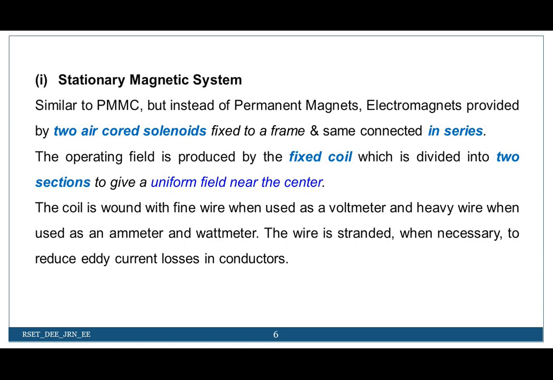Now, the stationary magnetic system is similar to the permanent magnet moving coil, but instead of permanent magnets, here we are having electromagnets provided by 2 air-cored solenoids. Both are fixed to a frame and connected in series. The operating field is provided by the fixed coil, which is divided into 2 sections to give a uniform field near the center, especially for the moving coil. The coil is wound with fine wire when used as a voltmeter, and heavy wire, since it has to carry a large amount of current, when it is used as ammeter and wattmeter. The wire is sometimes stranded to reduce the eddy current loss in conductors.